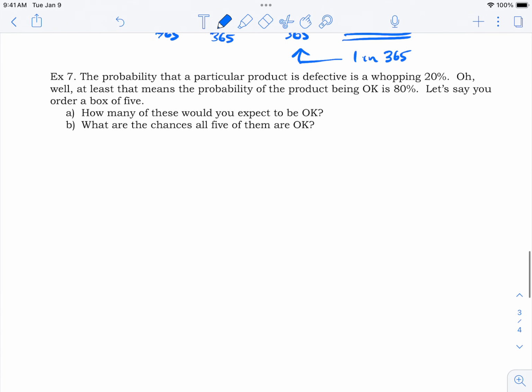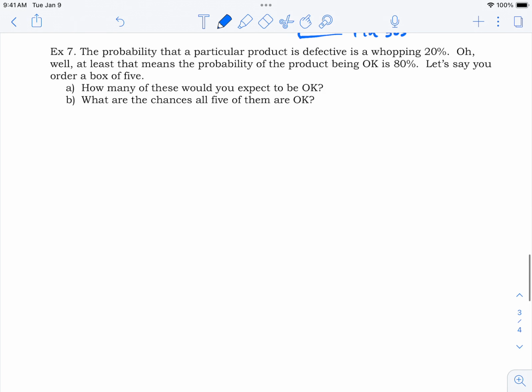What do we got going on here? The probability a particular product is defective is a whopping 20%. Well, that's bad. But if you look at the bright side, it's 80% that it's going to be okay. So, okay, 80% chance that it's good. You're going to order a box of 5. How many do you expect to be okay? Well, if 80% of them are okay, you expect 80% of the box.